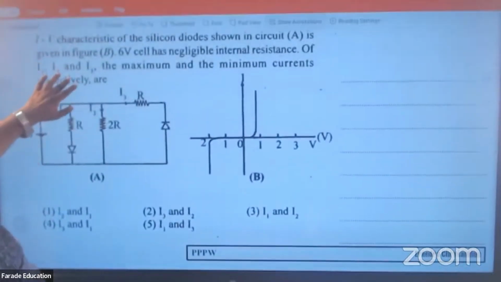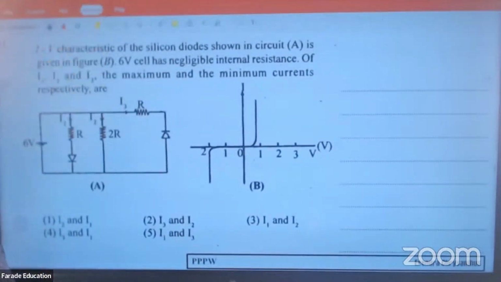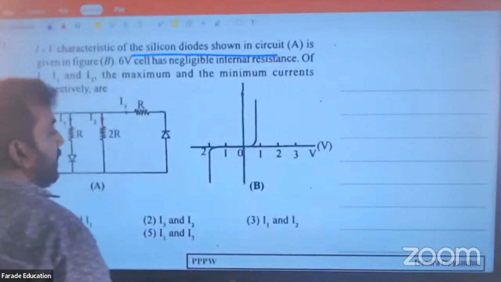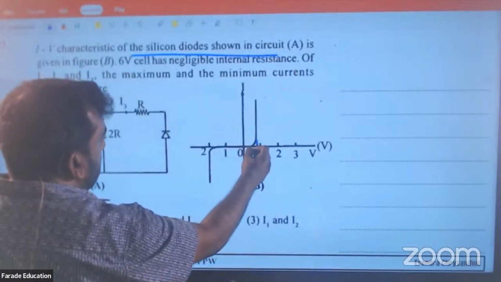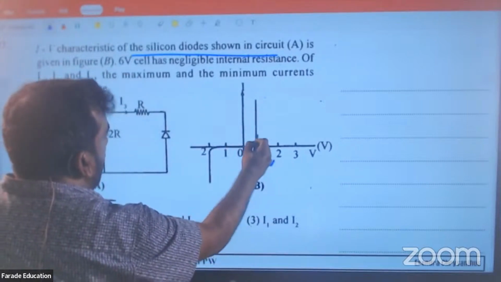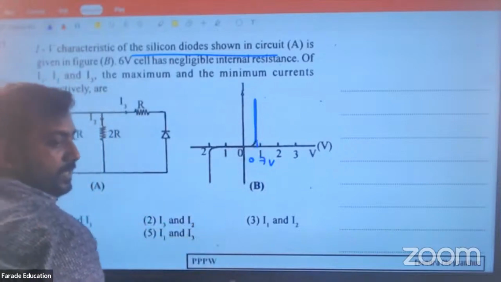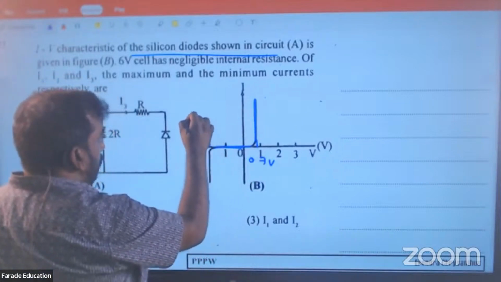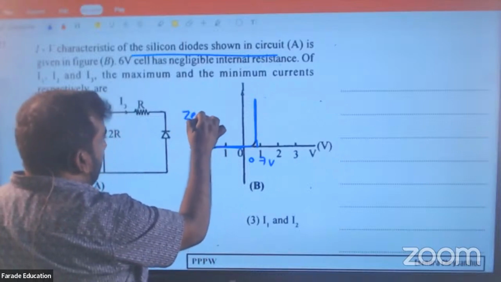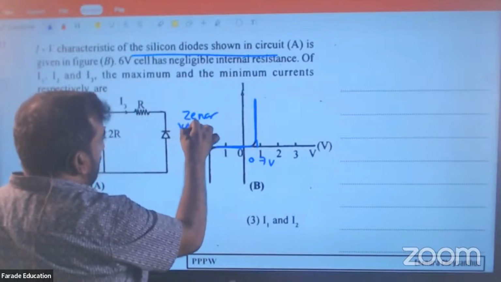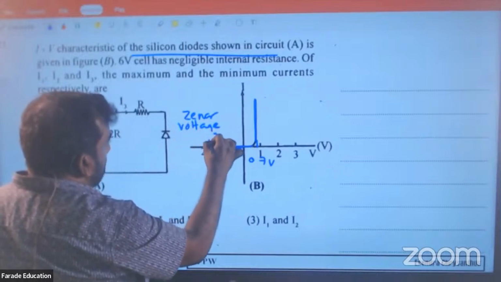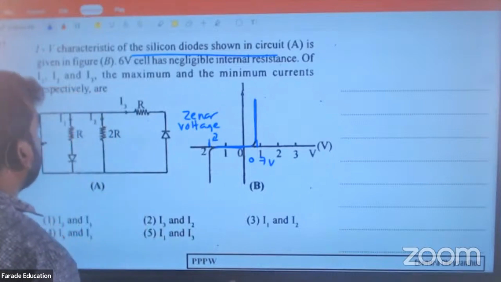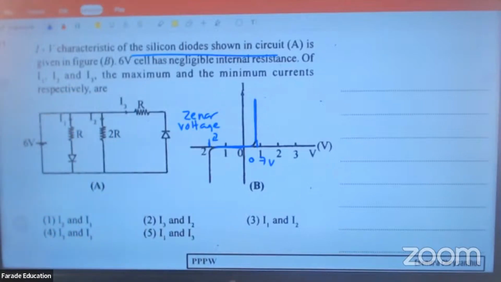Question number 70. IV characteristic of silicon diodes are shown in the figure. That means the silicon diode will work somewhere around 0.7 volt. You have a current going through. If the voltage is less than that, no. But at 2 volts, we have something called the Zener voltage, where the diode will work in the reverse bias condition.